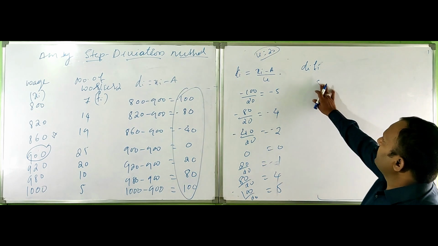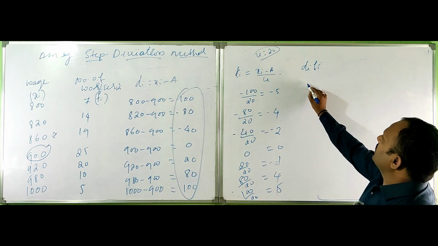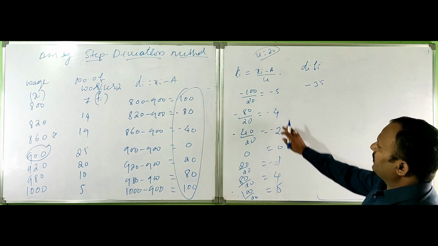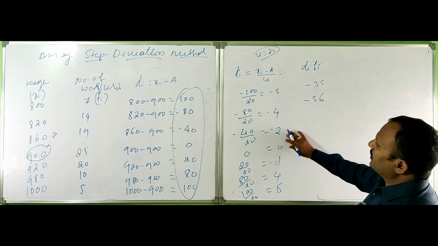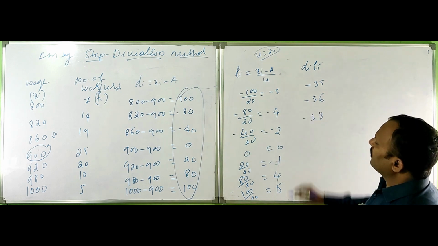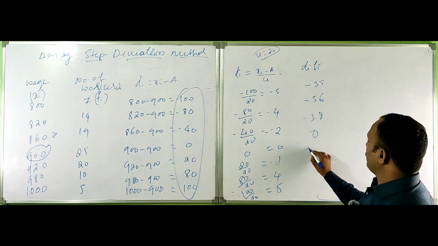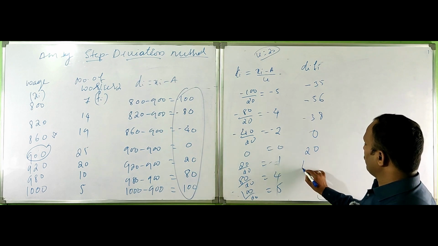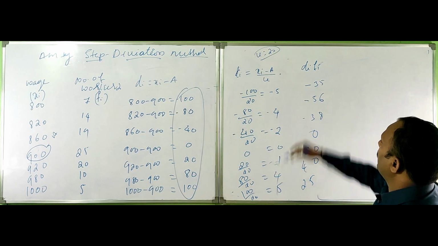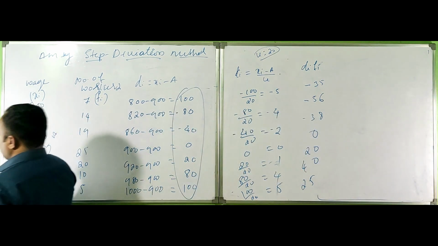f of i, di with the fi again. How to multiply this one? Minus 5 into 7 is minus 35, right? Minus 4 into 14 is minus 56, minus 2 into 19, minus 38, 0 into 25 is 0, 1 into 20 is plus 20, 4 into 10 is 40, 5 into 5 is 25. See how I am getting here, right? Summation of di fi.